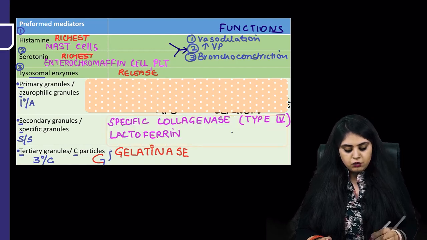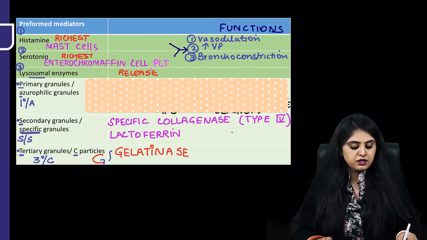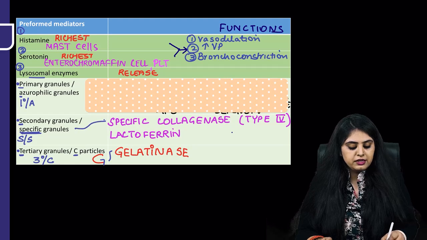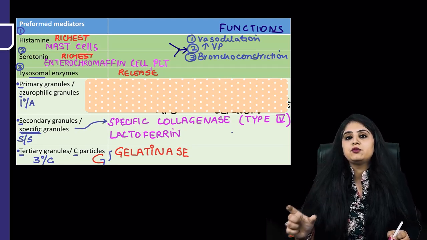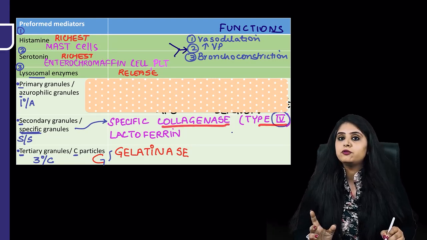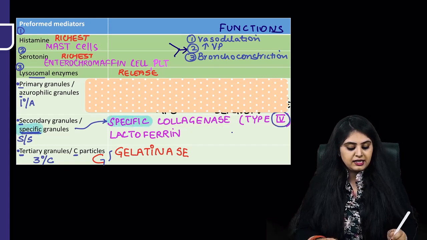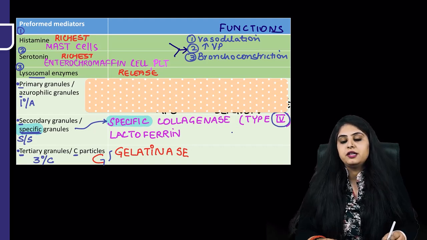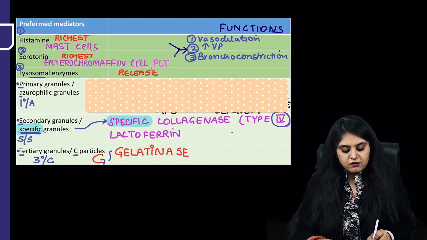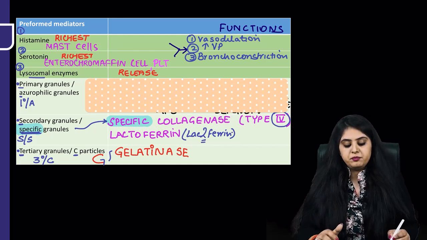Okay, coming to the next. What do the secondary granules release? Secondary granules are known as specific granules, so of course they will release a specific type of collagenase, that is type 4 collagenase, which breaks only and only type 4 collagen. So specific granules release specific collagenase, and they also release lactoferrin. I remember it so that I recall that lactoferrin comes from secondary granules. Everything else comes from primary granules.